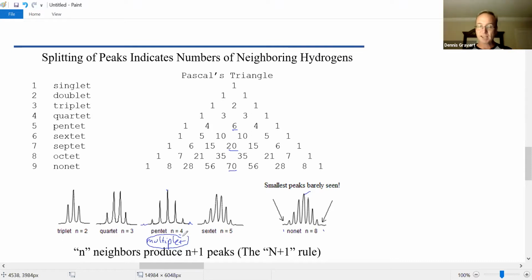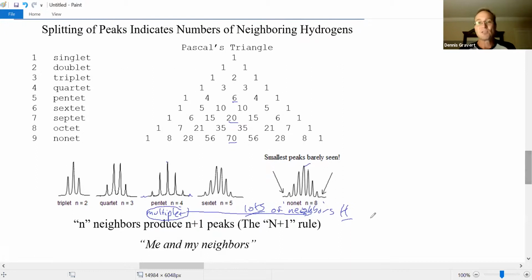So on the real data, once you get past 4, it's going to be untrustworthy. We're just going to call them all multiplets after that and realize there's lots of neighbors. And neighbors are hydrogen. No other element counts. There's an exception if you take advanced organic chemistry. But for this class, just the hydrogens are neighbors.